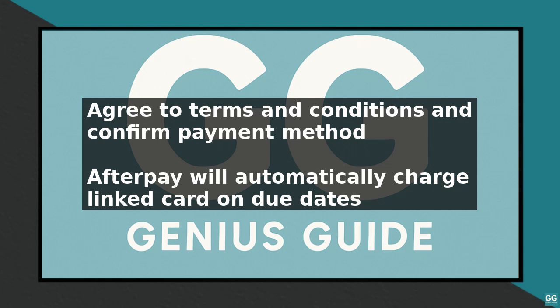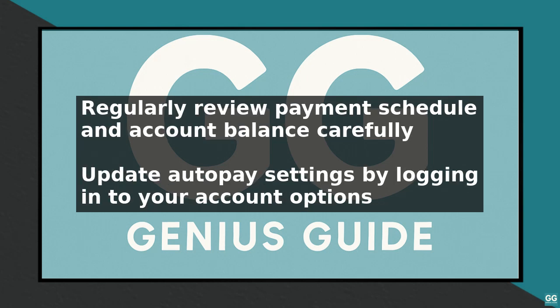You can manage your Autopay settings at any time by logging into your account and navigating to the Payment Options section. It is essential to regularly review your payment schedule and account balance to ensure you have sufficient funds to cover your payments. If you need to cancel or change your Autopay setup, you can do so by contacting Afterpay customer support or logging into your account and updating your payment options.